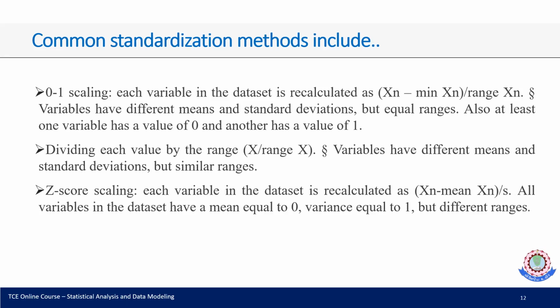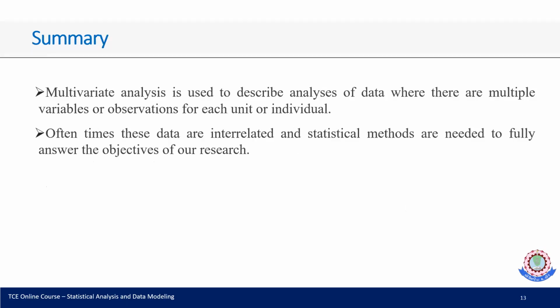The next one is zero scaling. Each variable in the data set is recalculated accordingly. All the variables in the data set have mean equal to 0 and variance equal to 1, but different ranges. If you are going for zero scaling, you can go with different ranges.